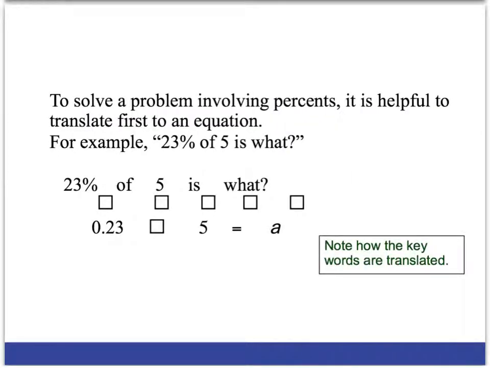Okay. So in this problem here, to solve a problem involving percents, it is helpful to translate first to an equation. For example, 23% of 5 is what? So you convert 23% to a decimal. Of means to multiply. Is our equal sign. The 5 stays here, and what is our unknown. That's what we're trying to solve for.